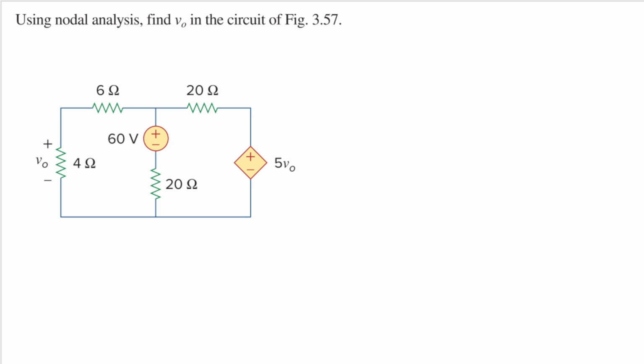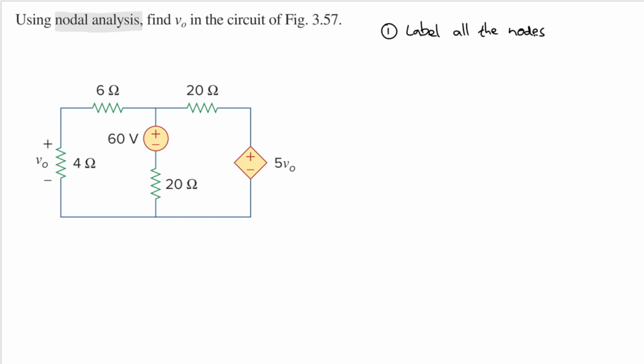The question is: using nodal analysis, find V0 in the circuit of figure 3.57. Okay, the keyword here is nodal analysis. And how do we do nodal analysis? Let's do it step by step. The first step that we need to do is label all the nodes. And beside that, we also need to extract the information from the circuit.